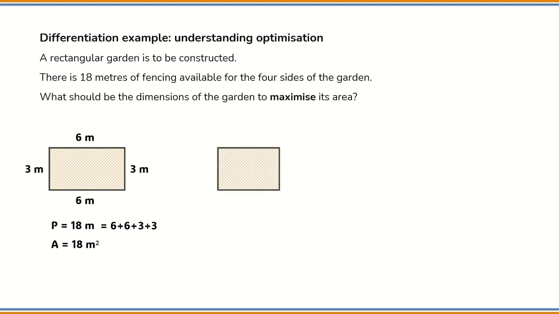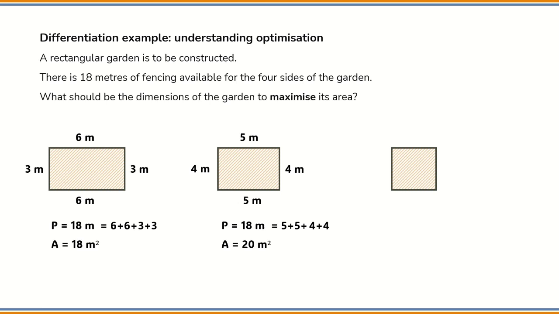I'm going to continue with a different rectangle with a shorter base. The perimeter is 18 meters, and now the base will be 5 meters. The length of the other 2 sides is going to be 4 meters, and the area of this rectangle is 5 times 4, which is 20 meters squared.